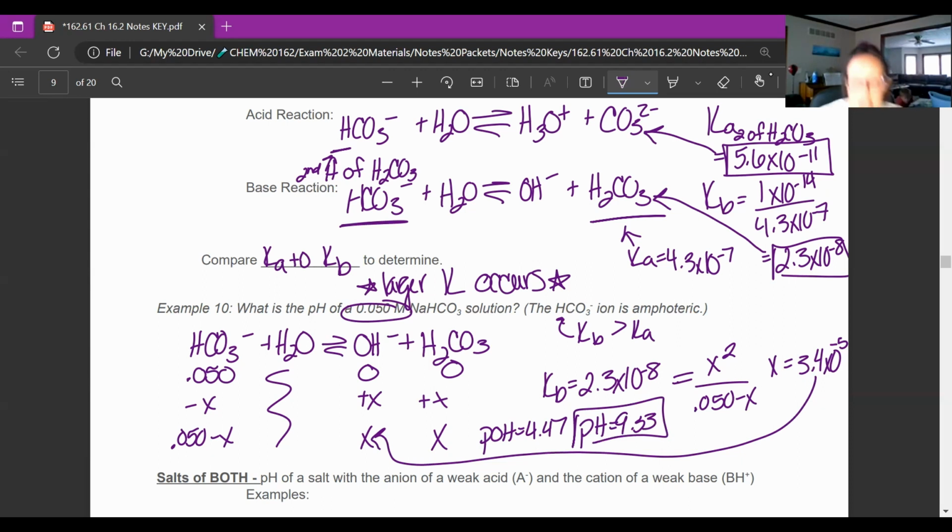Okay, hang on. Does this make sense? I got a basic pH. Well, I said Kb was stronger. HCO3 minus should act like a base. So yes, this makes sense.